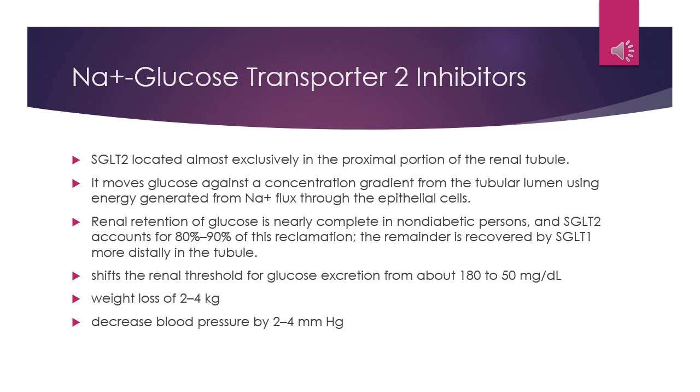So blood glucose is lost in urine. As there is loss of energy in urine, there is loss in body weight in the range of 2 to 4 kg. This glucose also takes some water along with it, so there is a fall in blood pressure as well by 2 to 4 millimeters of mercury.